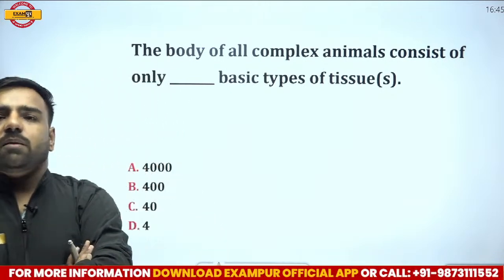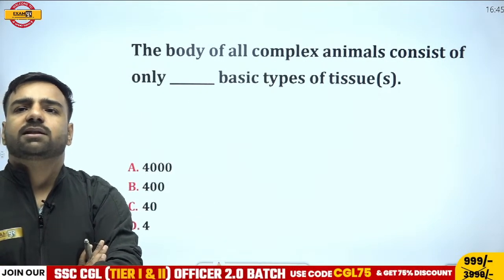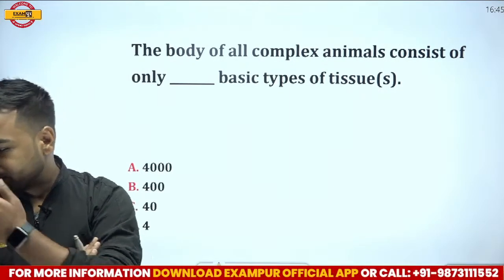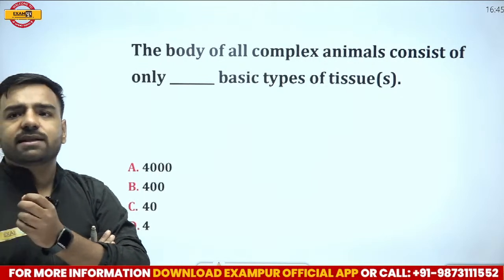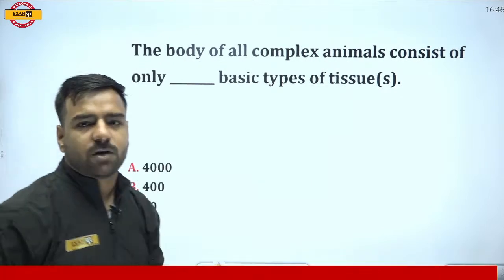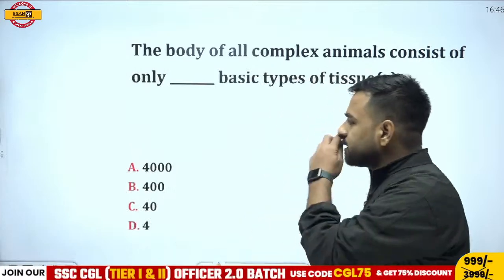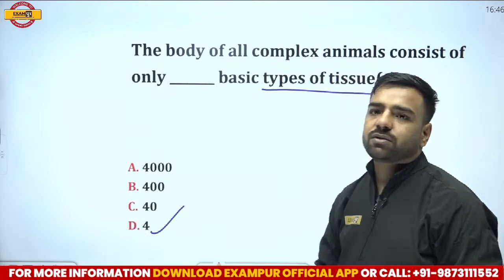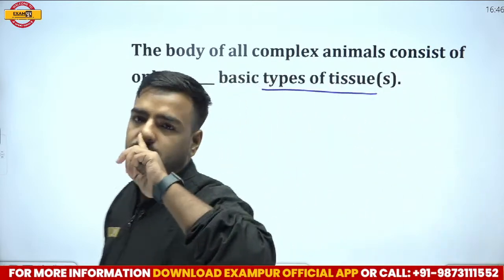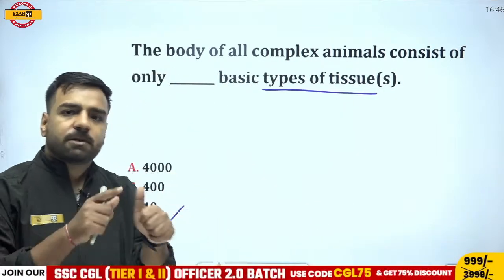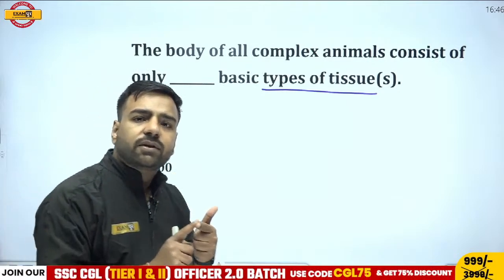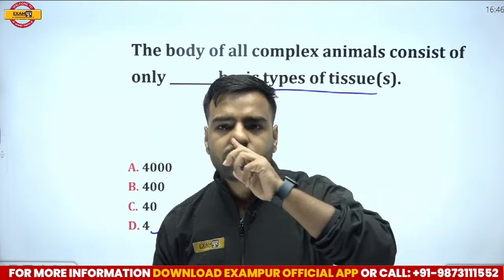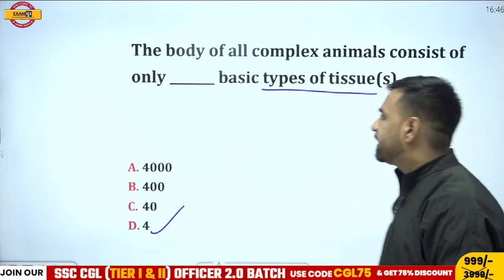True. Now my question is, the body of all complex animals consists of only dash basic types of tissues. How many basic types of tissues? Everyone who is there in the session, please answer this. Kiran, very good. Awesome. I've just discussed this: we have four different types of tissues, which are muscular, connective, epithelial and nervous. So do not forget, four is the correct answer.